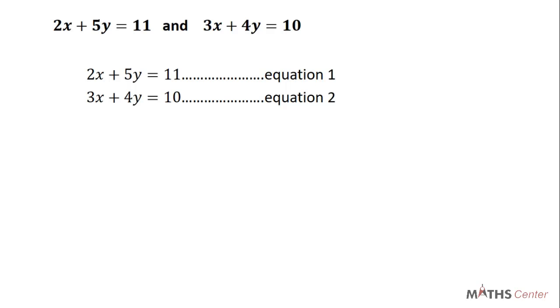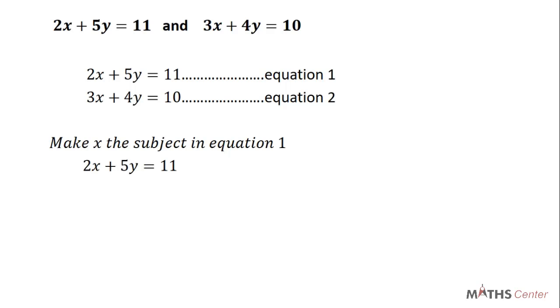So you pick the variable and the equation that you want to make the subject. I'm going to pick equation 1, and I'm going to make x the subject in equation 1. You can choose to make y the subject in equation 2. It doesn't matter. You are going to get the same answer. So I'm going to make x the subject in equation 1.